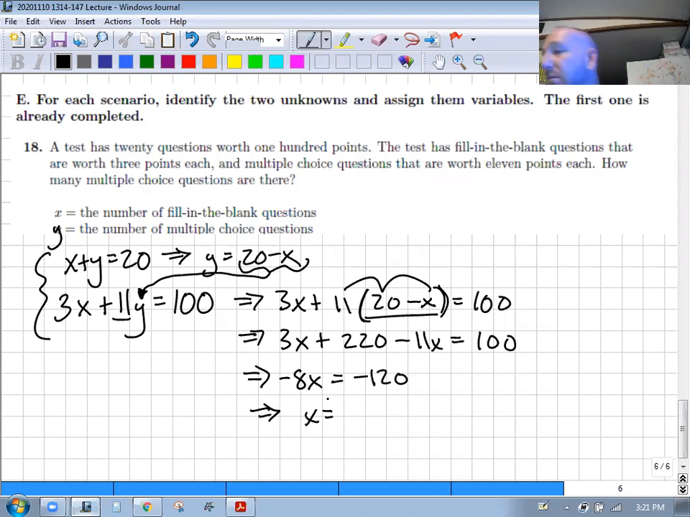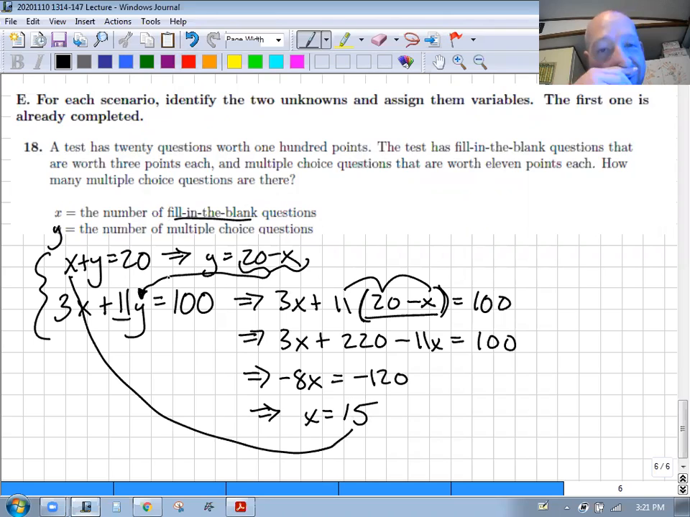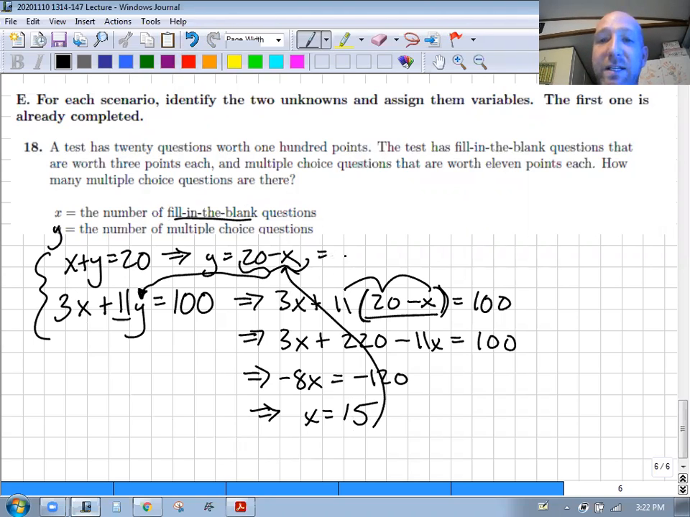So, oh, I lost my file. What is 120 divided by 8? 120 divided by 8. 15. x is 15. So now that we know that there's 15 fill-in-the-blank questions, and we know that x plus y is 20, or y equals 20 minus x, just plug that in right there. 20 minus 15 is 5. So there's 15 of these and 5 of those.